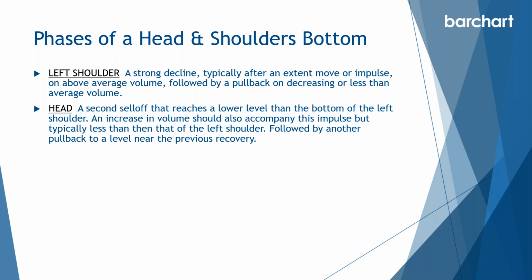Now, at this point, we're still showing those characteristics of a downtrend, like we talked about, opposite of our head and shoulders top, a series of lower highs and lower lows. But the recovery above the previous trough low, again, our left shoulder, is a clue something different is about to happen.